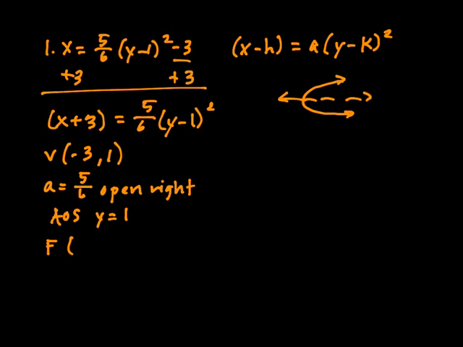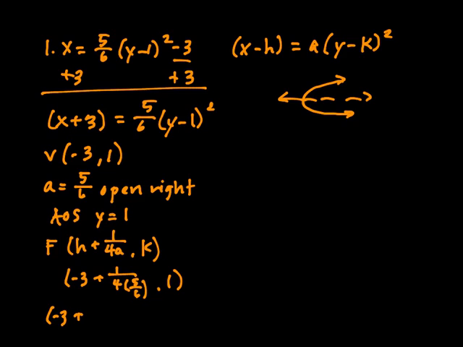The focus is h plus 1 over 4a, comma k for a horizontal opening parabola. And so h is negative 3 plus 1 over 4, a was 5/6, comma k was 1. Okay, let's go ahead and simplify that. Negative 3 plus 1 over, what is 4 times 5? 4 times 5 is 20. 20 divided by 6, comma 1.